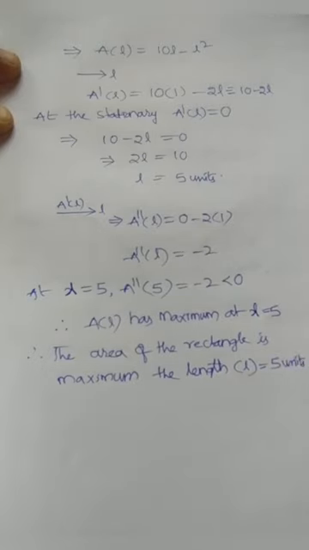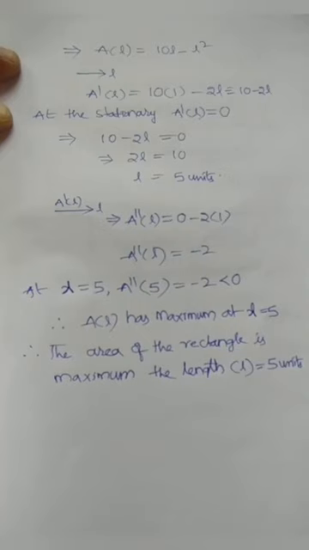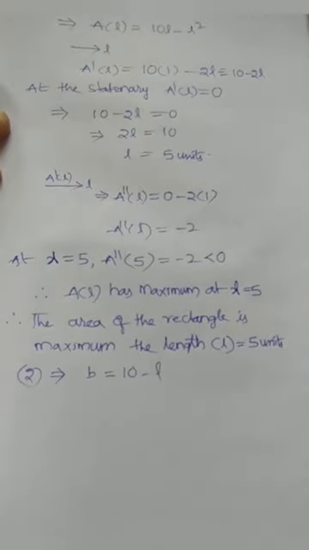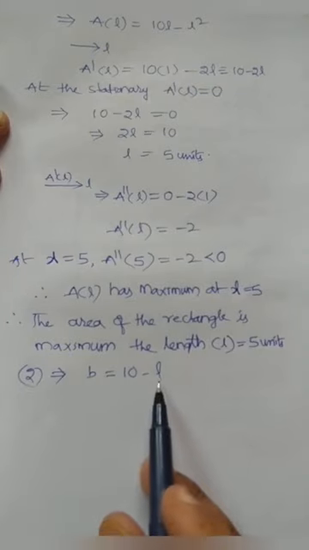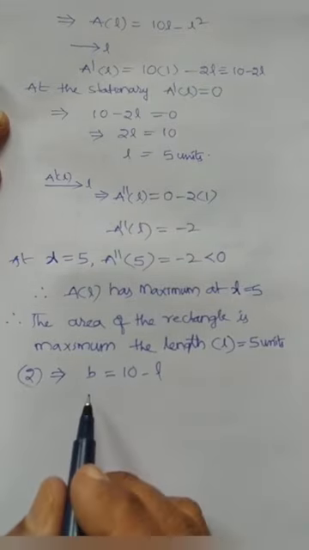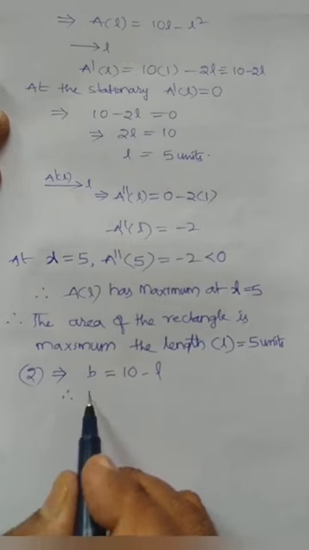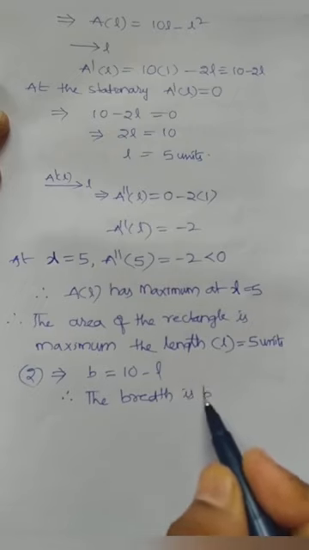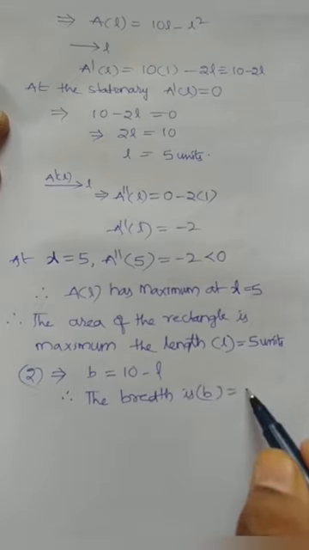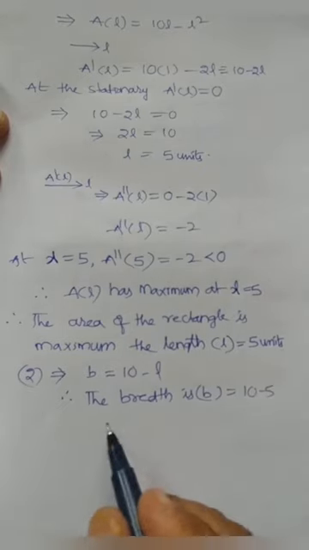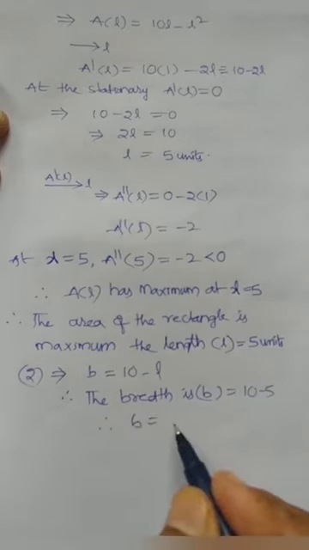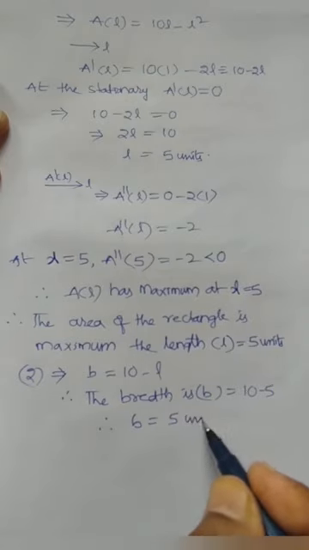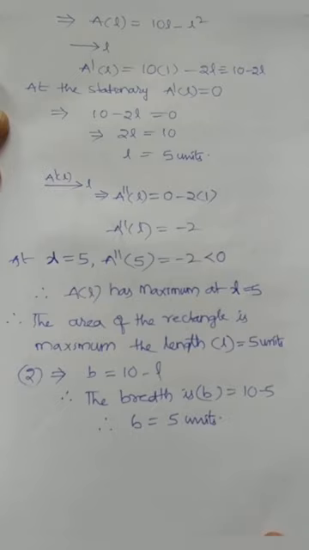So now we have to find its breadth. Our equation number 2 says B is equal to 10 minus L. So we are finding the breadth. Therefore the breadth, small b, is equal to 10 minus 5. Therefore small b, the breadth, is 5 units. And he is asking us to find the maximum area of the rectangle.